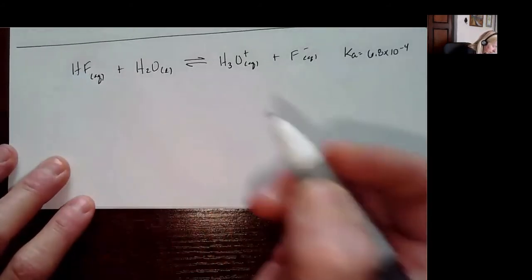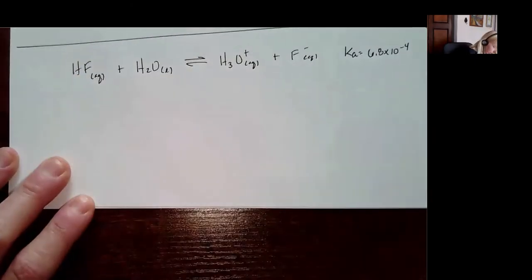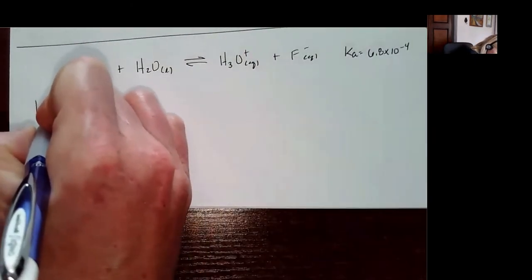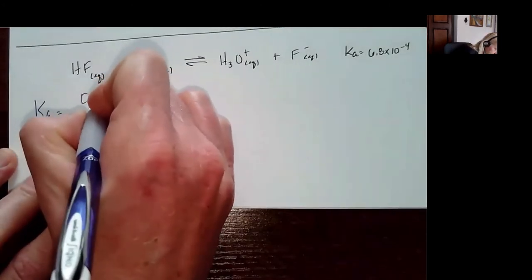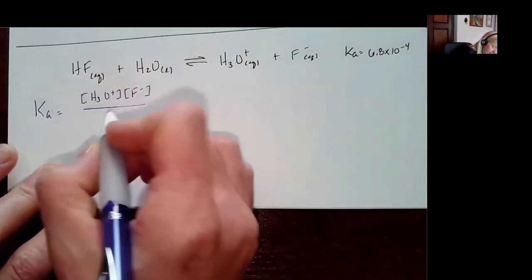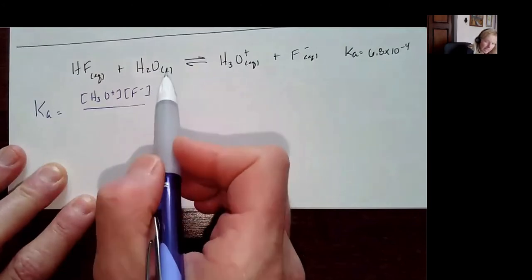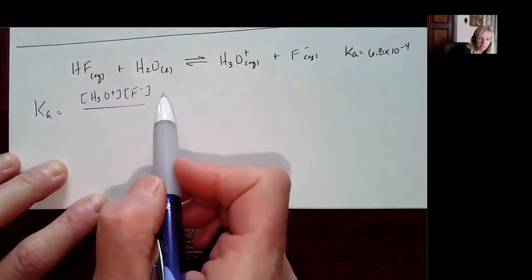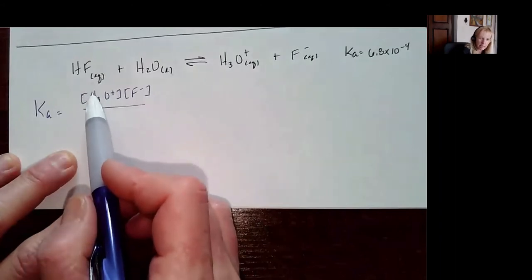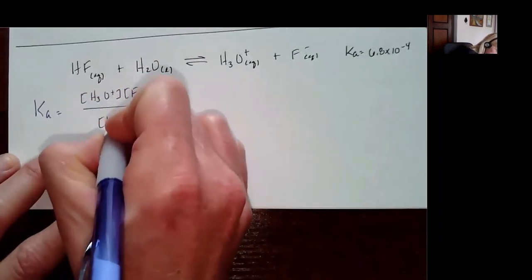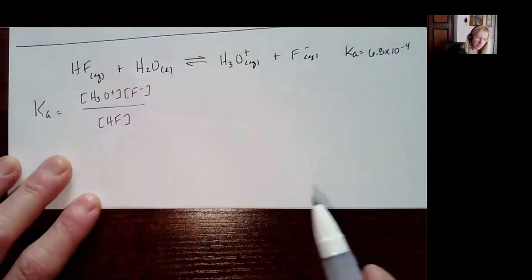If I want to write my law of mass action, that's going to be Ka equals my products, so we're looking at concentrations here, over my reactants. And since water is a liquid, it's not going to go into my mass action. The only things that go into my mass action are gases or things that are in the aqueous phase. So this is going to be HF, and that's going to be my law of mass action for this.